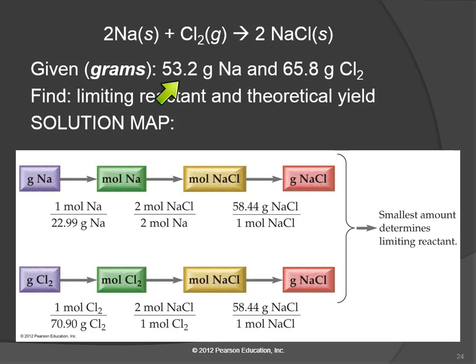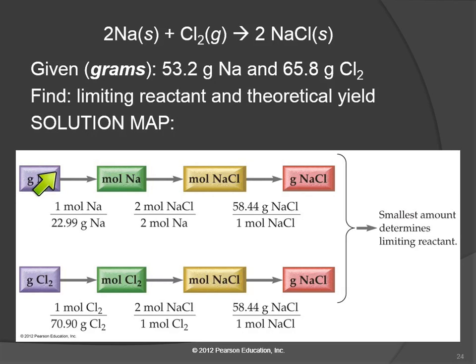So here you're given 53.2 grams of sodium, 65.8 grams of chlorine. Here's the balanced chemical equation. Find the limiting reactant and the theoretical yield. Similar to the problem we just did, but now we're given grams. And so what we'll do is, again, we're going to have 2 calculations, but this time they're a little longer.